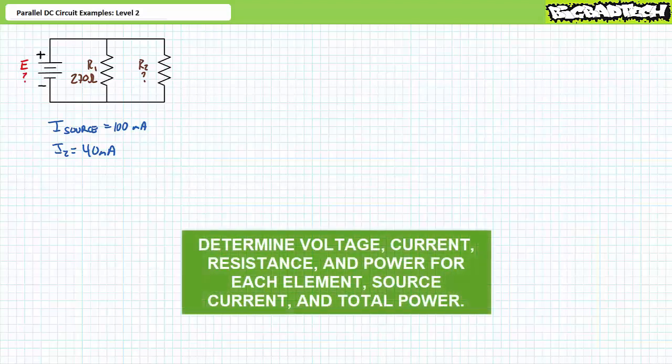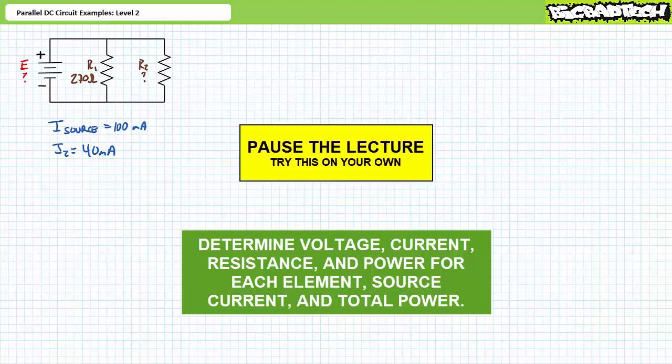We're being asked to solve for the voltage drop across each element, the current through each element, the power dissipated by each element, the source current, and the total power. By all means, pause the lecture and try this on your own. If you're tracking, you should have obtained the following results.